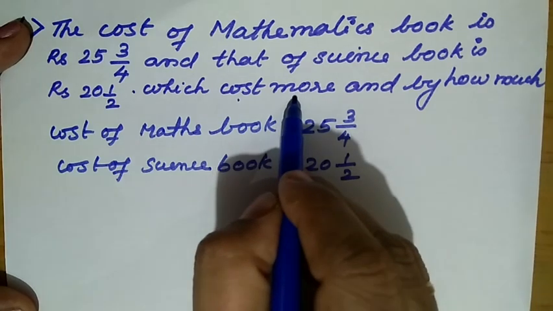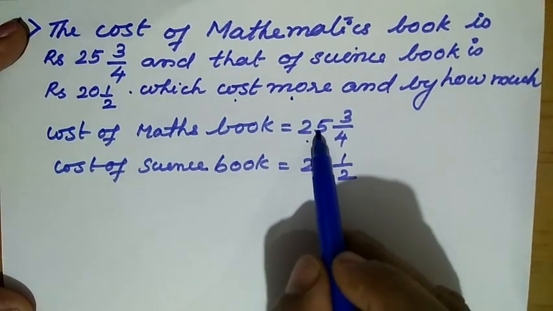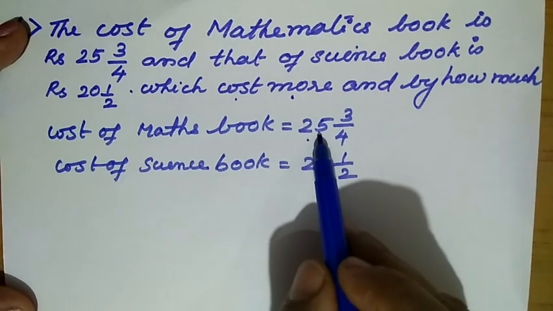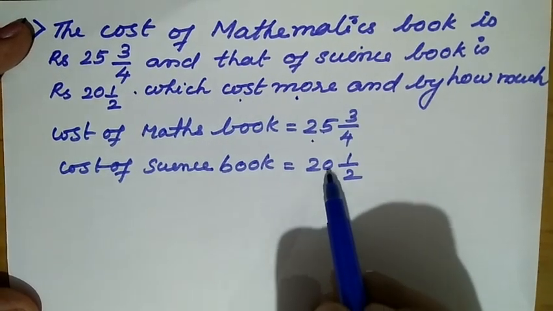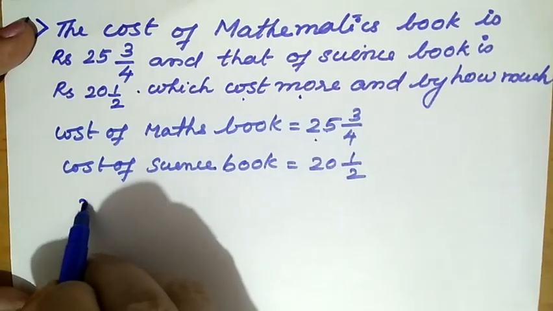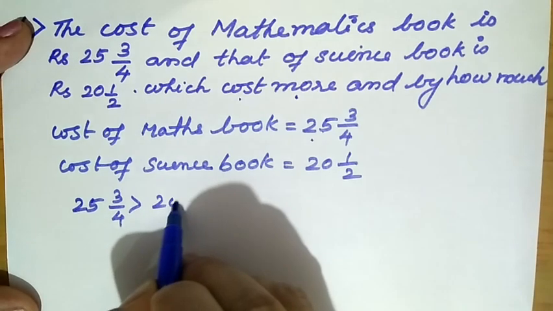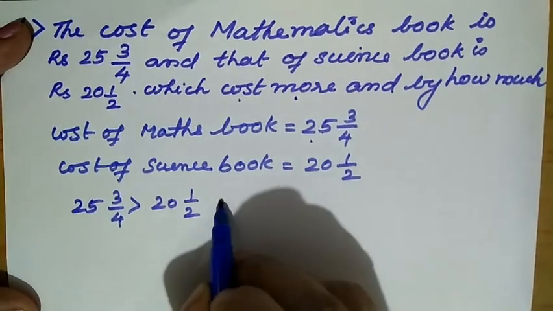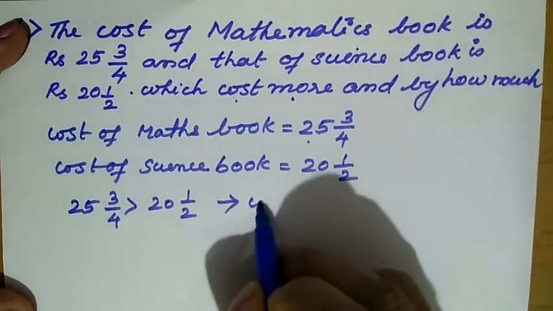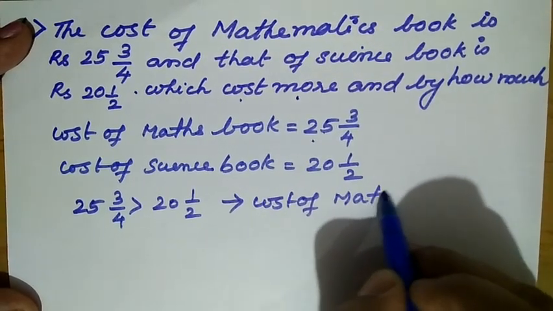Which cost more? Which cost more means from this whole number, natural number part, we can see that 25 is greater than 20. So which cost more? Cost of maths book is more because 25 integer 3/4 is greater than 20 integer 1/2. This shows that the cost of maths book is more.